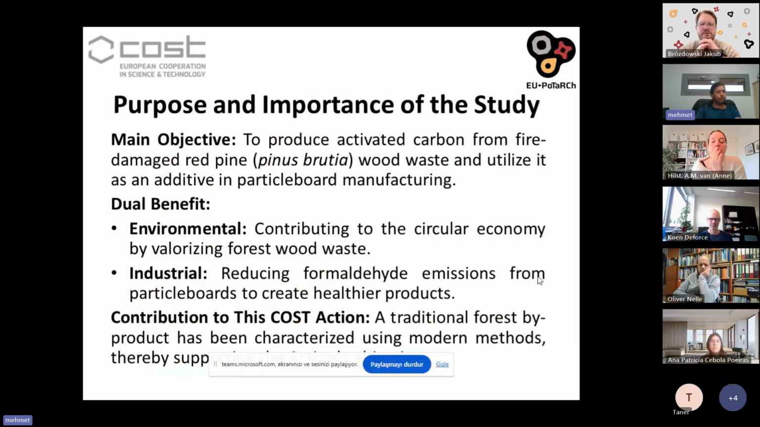We expect it to provide dual benefits. The first one is environmental, contributing to the circular economy by valorizing forest wood waste. The industrial side is reducing the formaldehyde emission from particleboards to create healthier products, because formaldehyde is carcinogenic and it leads to respiratory problems. And as a contribution to this COST Action, a traditional forest byproduct has been characterized using modern methods, thereby supporting the action's objectives.